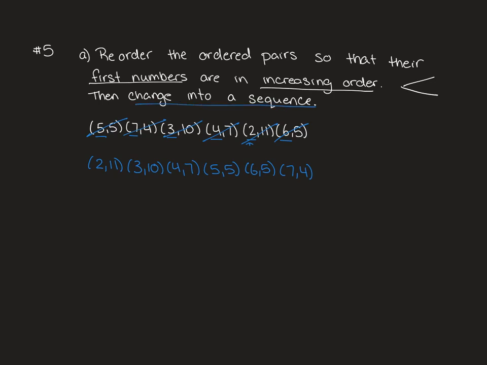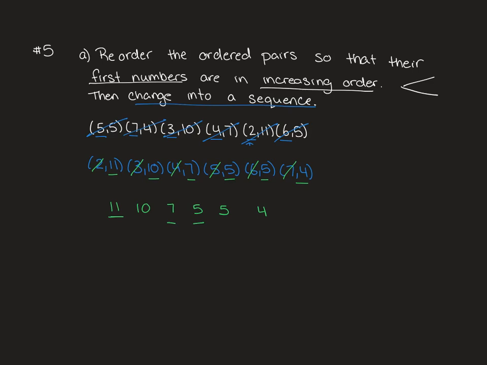So the second part is going to ask us to change it into a sequence. So remember, for that step, we're just taking out our term number or our first number and writing the list of terms in order. So we'd have 11, 10, 7, 5, 5, 4. Now remember, because they're not using commas, we need to have a nice space in between each number, so we know that this is 11 and not 1, 1. And we know that this is 7 and this is 5 and not 75.